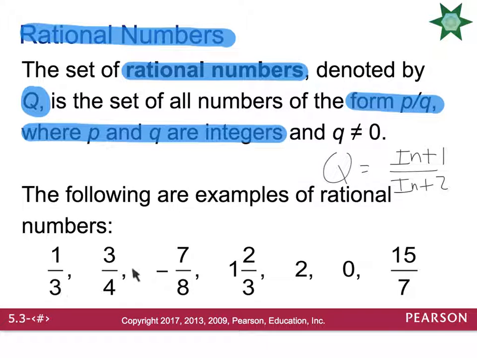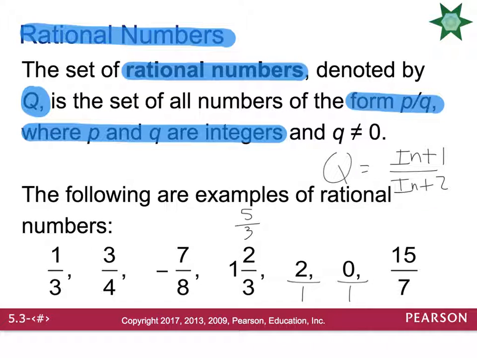So here's some examples. 1/3, 1 and 3 are both integers. 3/4, minus 7/8. We could put the minus on the 7 or minus on the 8. 1 and 2/3 is a rational number because we could write it as 5/3. We would write this as 5/3 if we were to show it as a ratio of integers. Now, integers are also rational numbers because we can write an integer as a ratio of integers by putting a 1 underneath it. So that 2 is really a rational number also. So is the 0. We can put a 1 underneath it. And then 15/7 is another one. Now notice the numerator is bigger than the denominator. That's okay. So here's some examples of rational numbers.